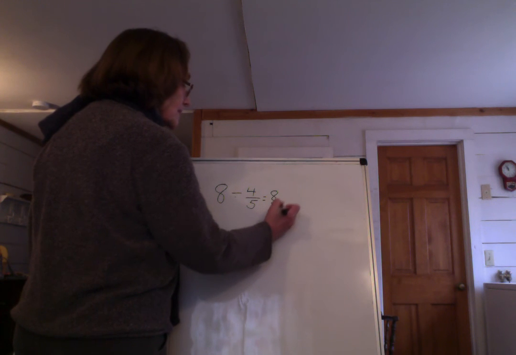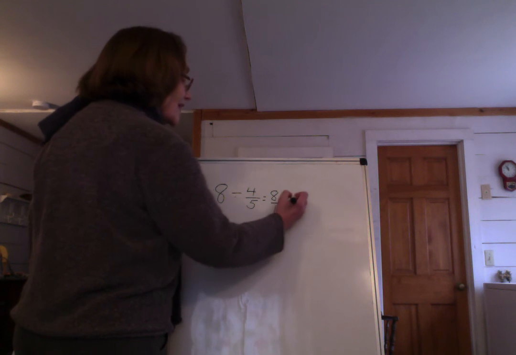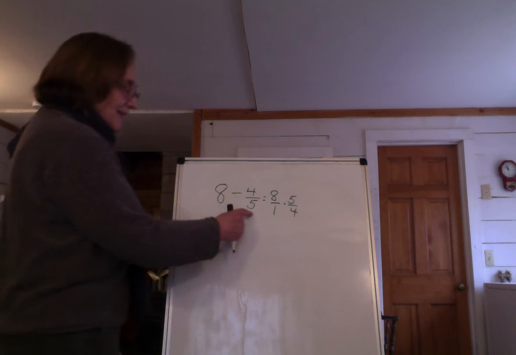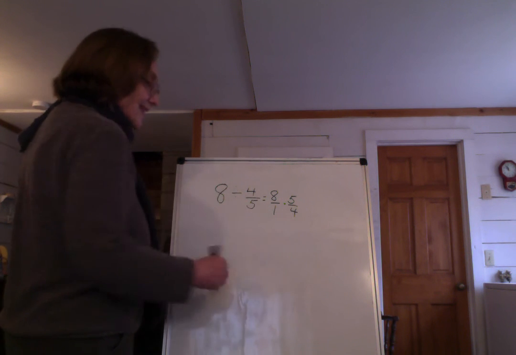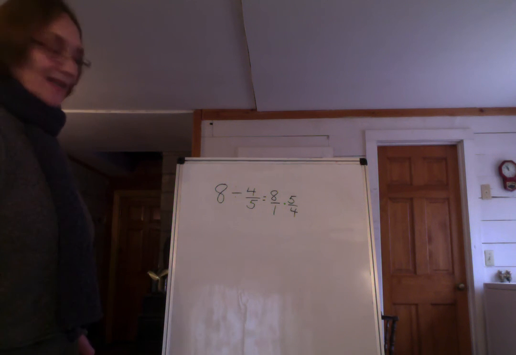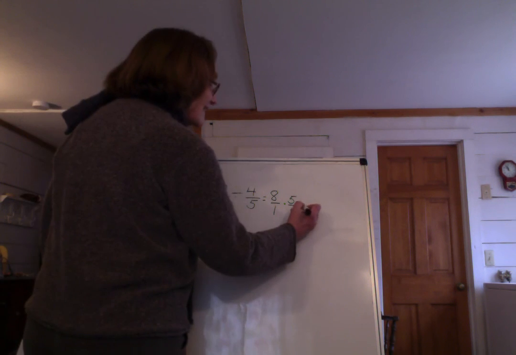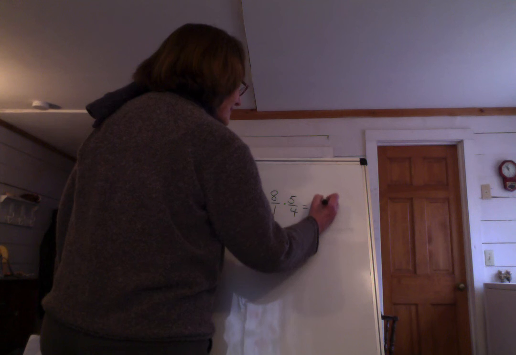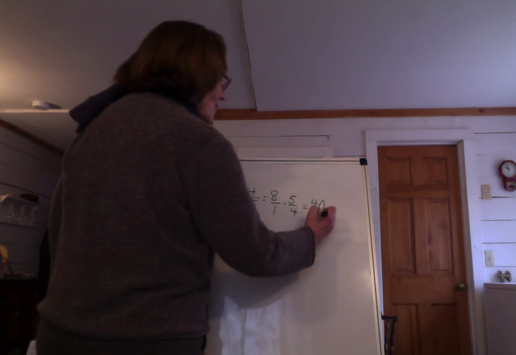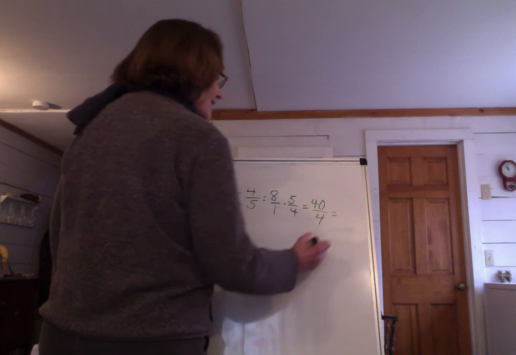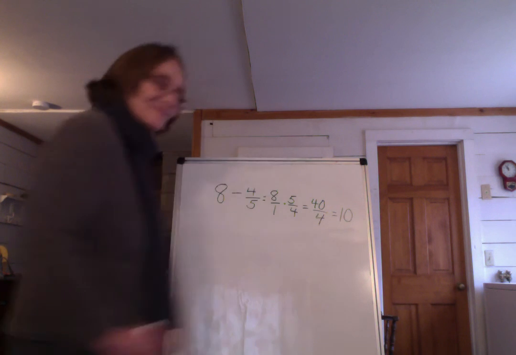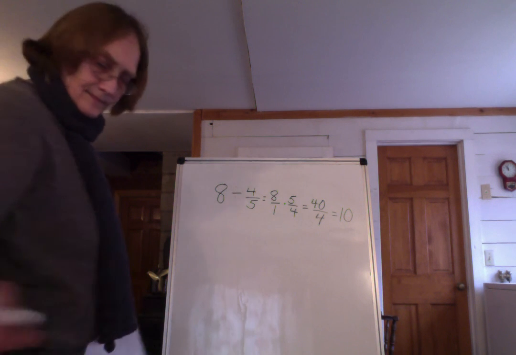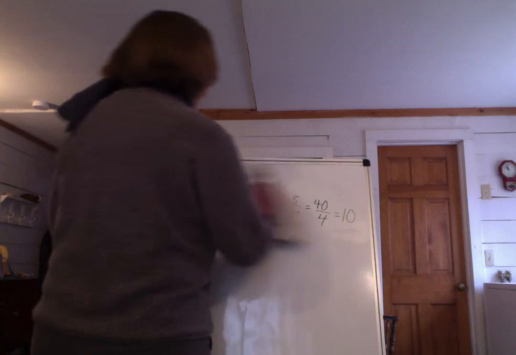8/1 times 5/4. You see how I flipped that? There. Now it's a multiplication problem, and we can multiply across the top. 5 times 8 is 40. 1 times 4 is 4. Can we simplify that? Yes. That's your answer. There. Just a couple of rules, and then your homework's easy.